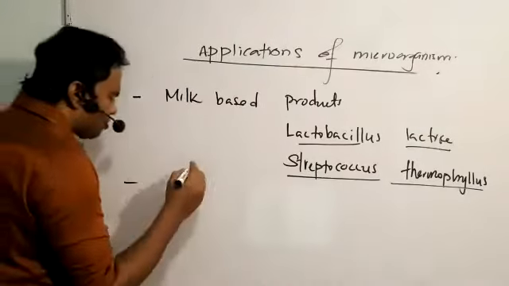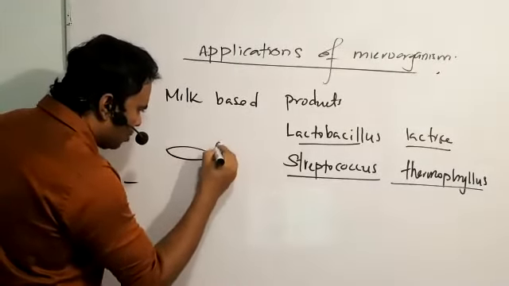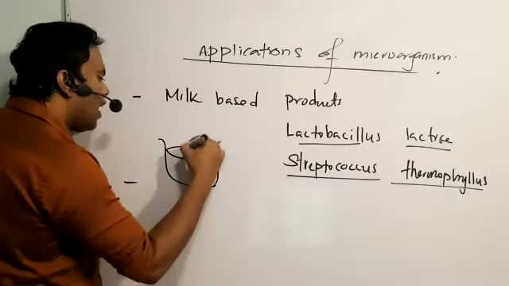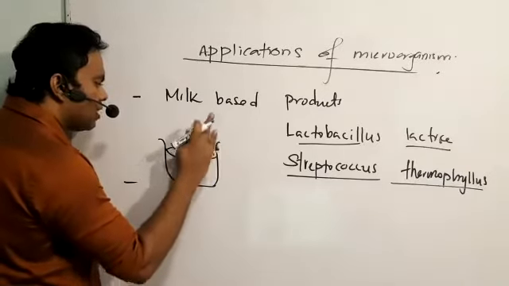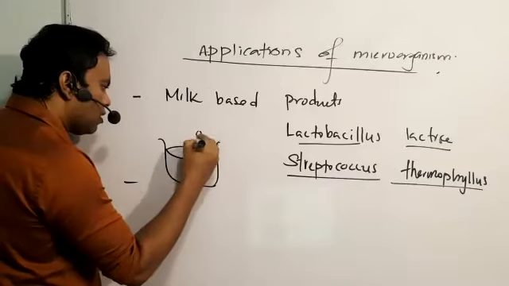Children, take a sample of milk and add citric acid or whatever acids, vinegar, acetic acid, you can add that. Okay, you add acids.